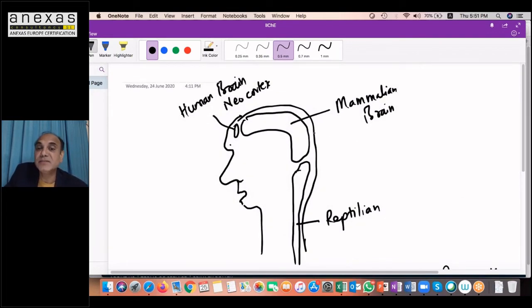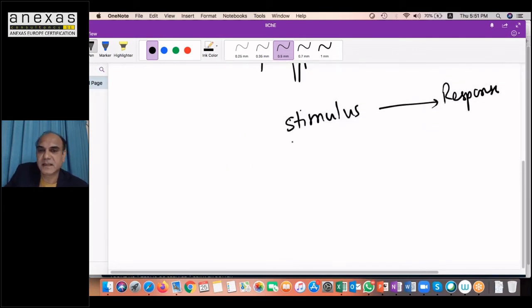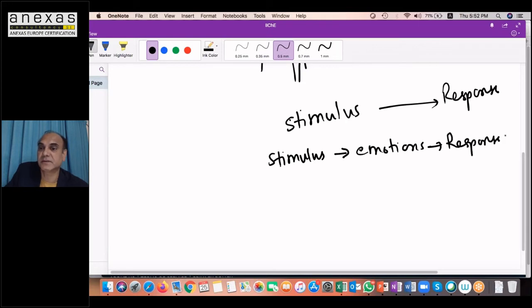Okay. Mammalian brain. All mammals have this brain. I'm not going to explain who is a mammal, who is a reptile, and who is a human being; you are all good engineering students, and I'm assuming you know. If I had more time, I would have described more about it. But the stimulus leads to emotions, and then based on the emotions, you respond.